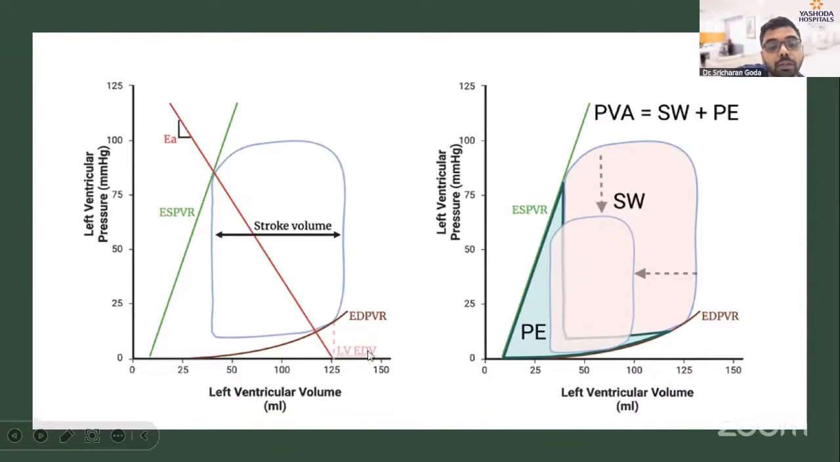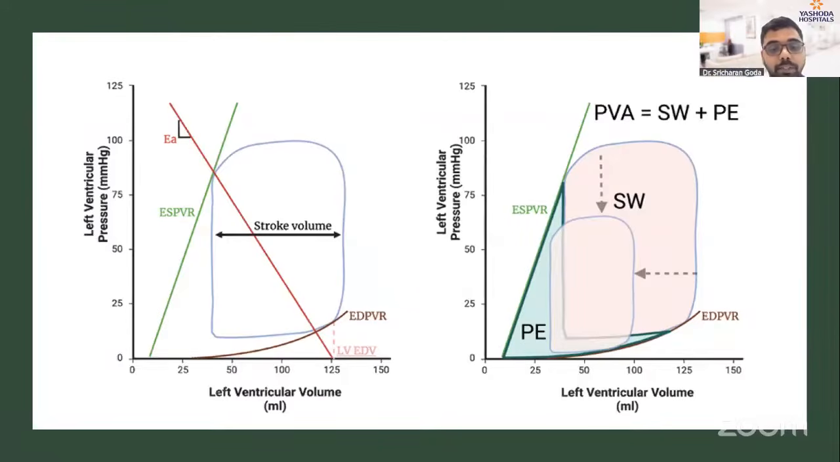The difference between the end systolic volume and the end diastolic volume gives us the stroke volume of the patient. The line passing from the origin to the end systolic volume point is the end systolic pressure volume relationship. Then we have a non-linear curve called the end diastolic pressure volume relationship, which passes through the end diastolic volumes. Based on this, we can understand various properties of the heart.